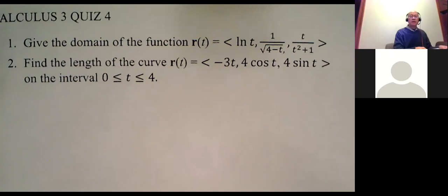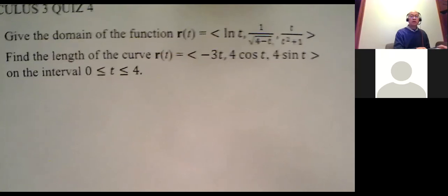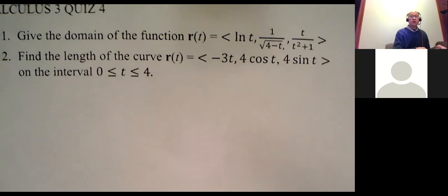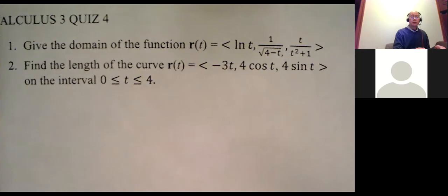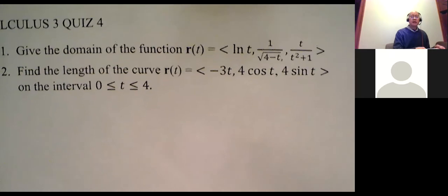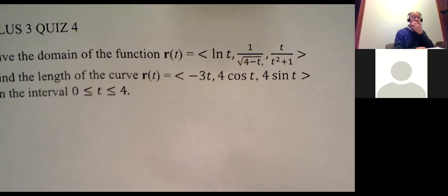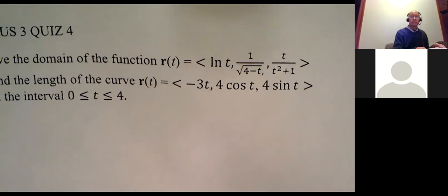Number one, give the domain of the function r of t is natural log of t, 1 over radical 4 minus t, t over t squared plus 1. Just give the domain. You don't have to do any derivatives or something. So you have to find t which is allowed for all three of them, right? It's no good for a t to work for, let's say, the z, but it doesn't work for x. So the t has to work for all three of them.